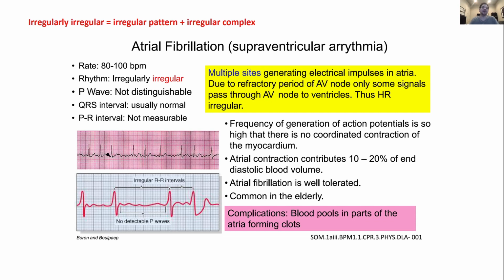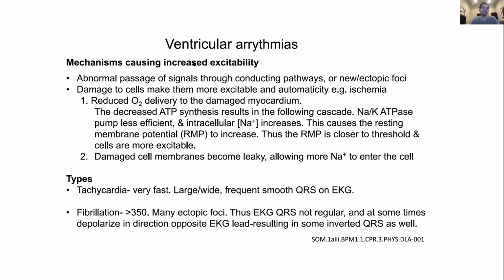And an irregular pattern means these R to R intervals are not regular, right? Look at this. This is one R, this is the next one. Look how far away this one is. So the heart is beating erratically. So you have an irregular pattern. The R to R interval is irregular. And you also have these funky little lines, right? You don't have this classic PQRST. So it has an irregular complex in an irregular pattern.